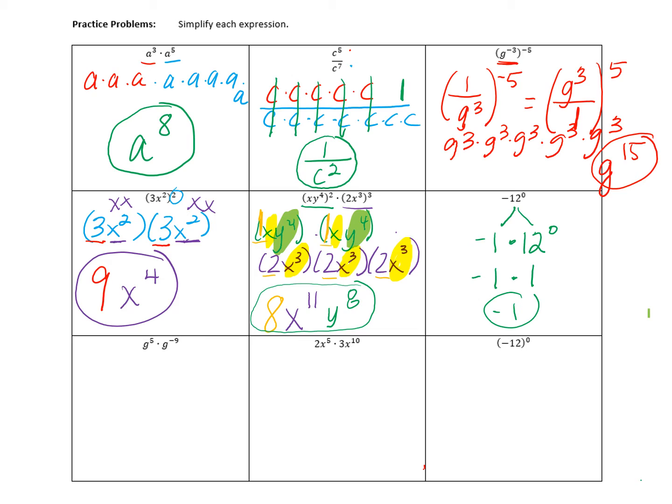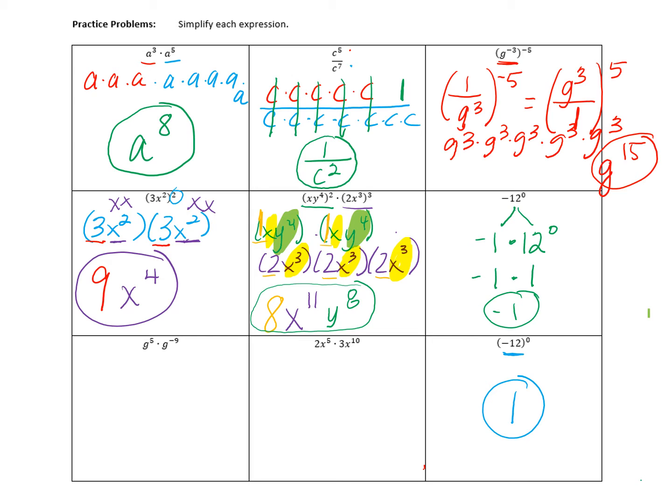I'm going to switch up the order and go right underneath this to (-12) to the 0. So in this case, -12 is being raised to the 0 power. So this answer is just a +1. So note the difference in the two. Outside of parentheses, if we just have a negative and then 12 to the 0, that simplifies to a -1. Whereas if the -12 is in parentheses, then we get a +1.